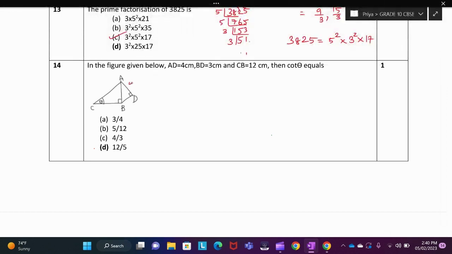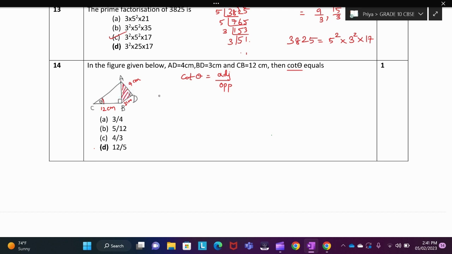Question number 14. AD is given as 4 centimeter, BD is 3 centimeter, CB is 12 centimeter, and they ask me to find cot theta. So I know cot theta is adjacent by opposite, isn't it? In order to find adjacent or opposite of the cot theta, first I need to figure out the other sides.